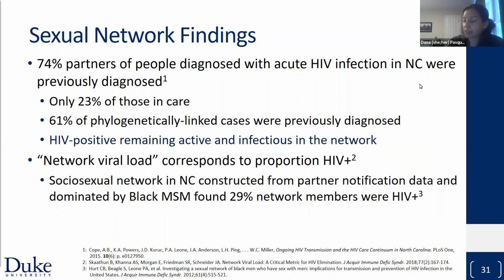A study that was done outside of North Carolina was looking at the viral load, which is the amount of virus in any one person, averaged over the entire network. It's an indicator of the number of people with uncontrolled HIV, and unsurprisingly it found a correlation between network viral load and the risk for an HIV negative person acquiring HIV.